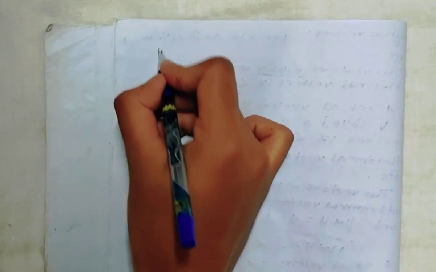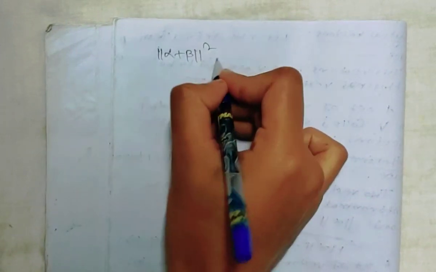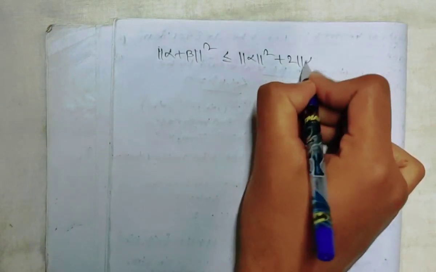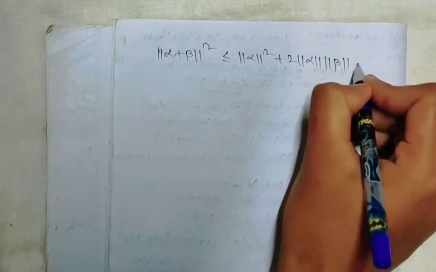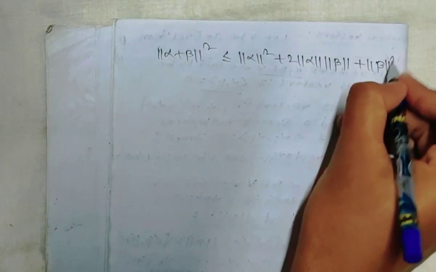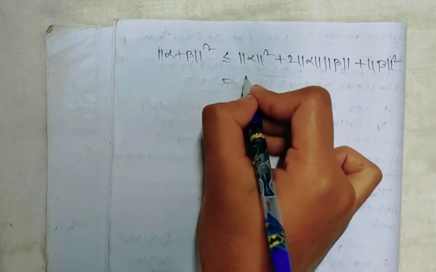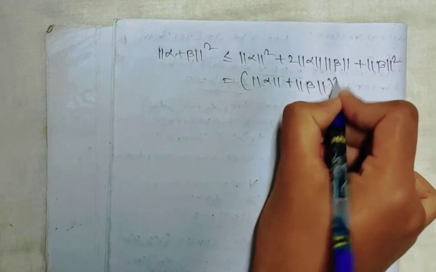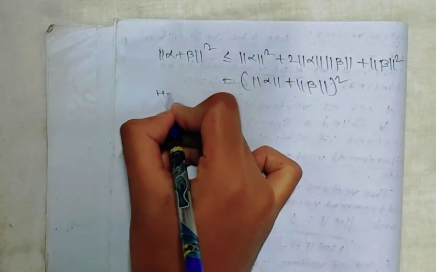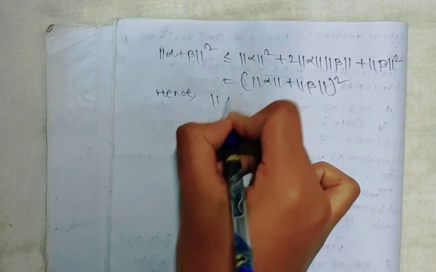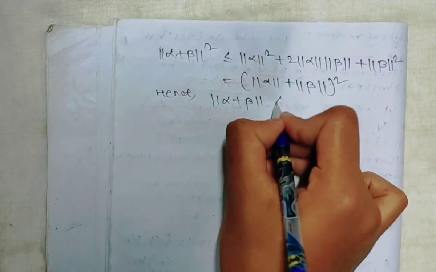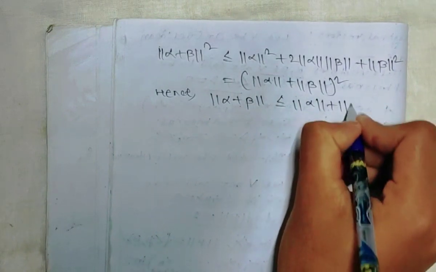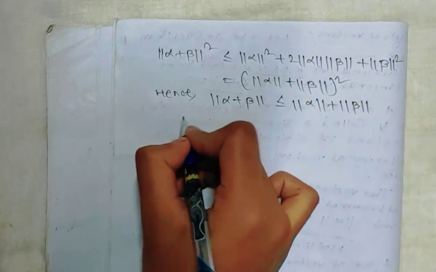So we have norm of alpha plus beta square less than or equal to norm alpha square plus 2 norm alpha times norm beta plus norm beta square, which equals norm alpha plus norm beta whole square. Hence norm alpha plus beta is less than or equal to norm alpha plus norm beta. Hence proved.